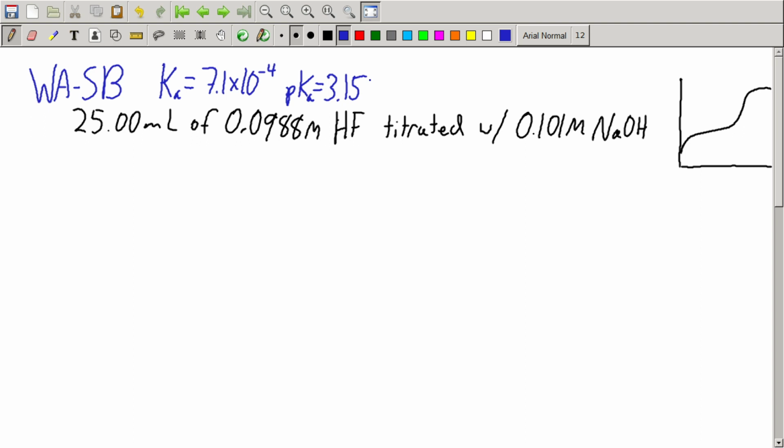Now, there's another thing we're going to need, because if we have to calculate the pH of this titration mixture at the equivalence point, what kind of solution do we have? We have a weak base. And so we need the Kb value for HF. So to get that, we're going to take Kw, and we're going to divide it by our Ka value.